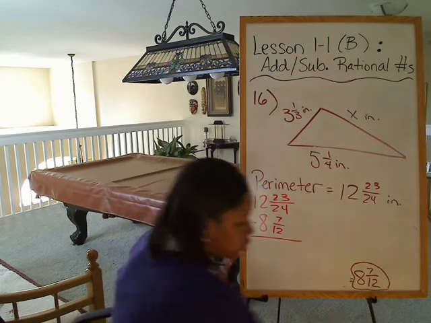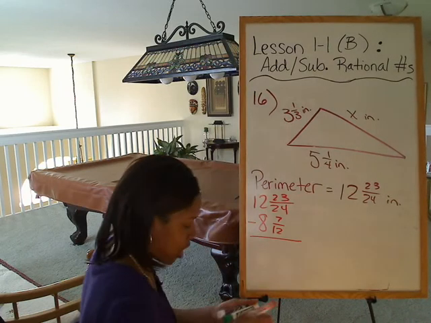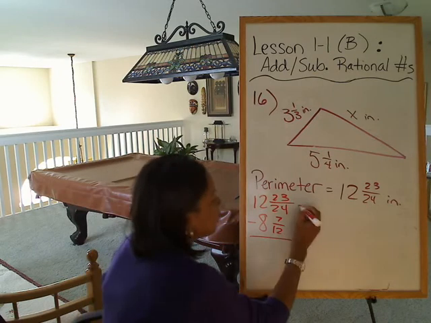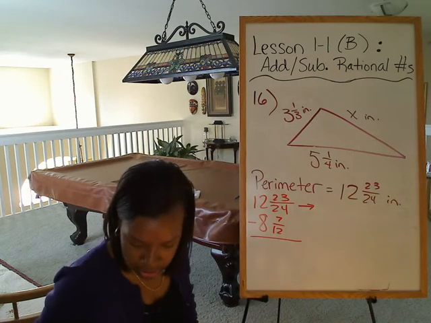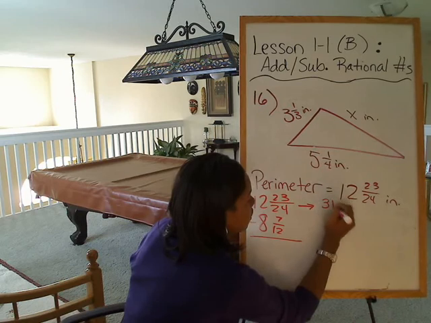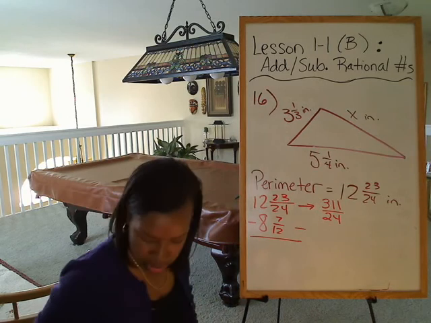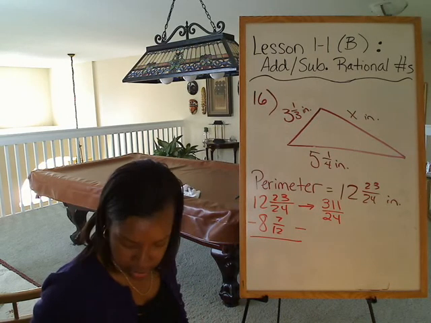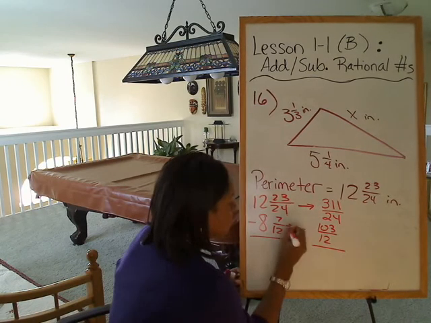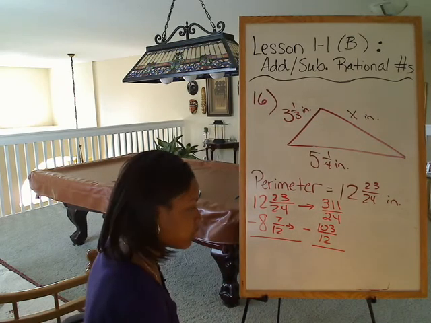So for 12 and 24, what is going to be my common denominator? Let's change it first to improper fractions. 24 times 12 plus 23, big numbers. 311 over 24. Take away 12 times 8 plus 7, 103 over 12. So we have 311 over 24 minus 103 over 12.